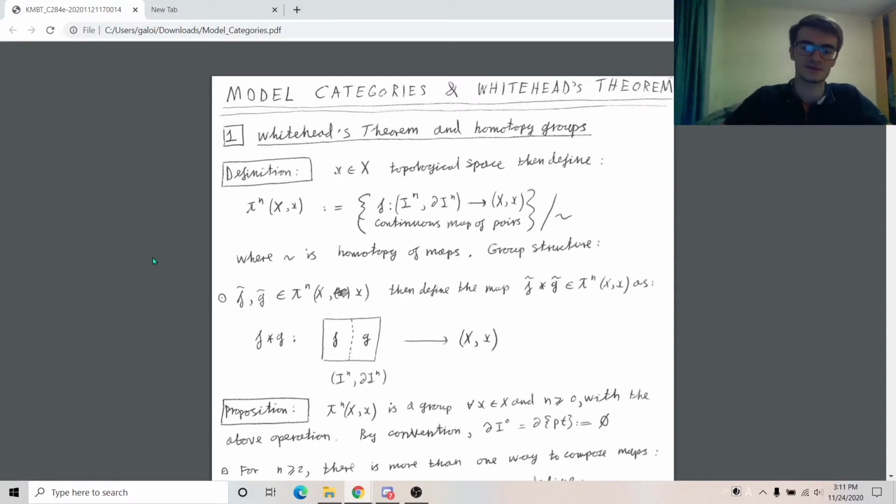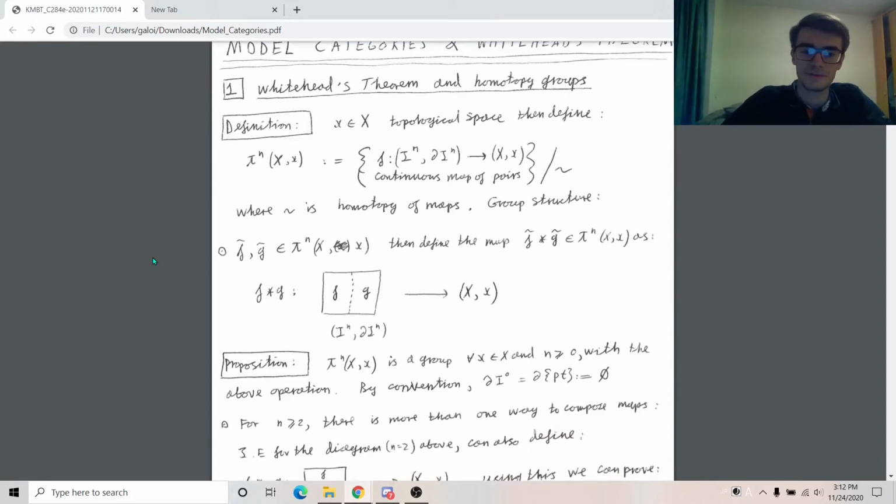First of all, we're going to do some topology, and I'm going to describe Whitehead's theorem. Whitehead's theorem concerns high homotopy groups. What are high homotopy groups? If you have a topological space X and a point little x in X, you can define the nth homotopy group of X at x as, first of all, a set of continuous maps from the nth hypercube into your space, so that the boundary of the nth hypercube is mapped to a point. So this is a map of pairs. And you look at the set up to an equivalence relation, which is just a homotopy of maps.